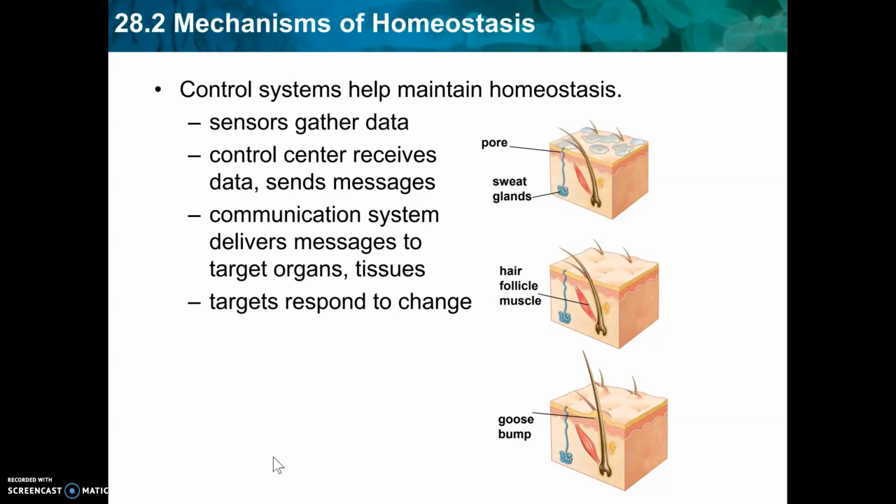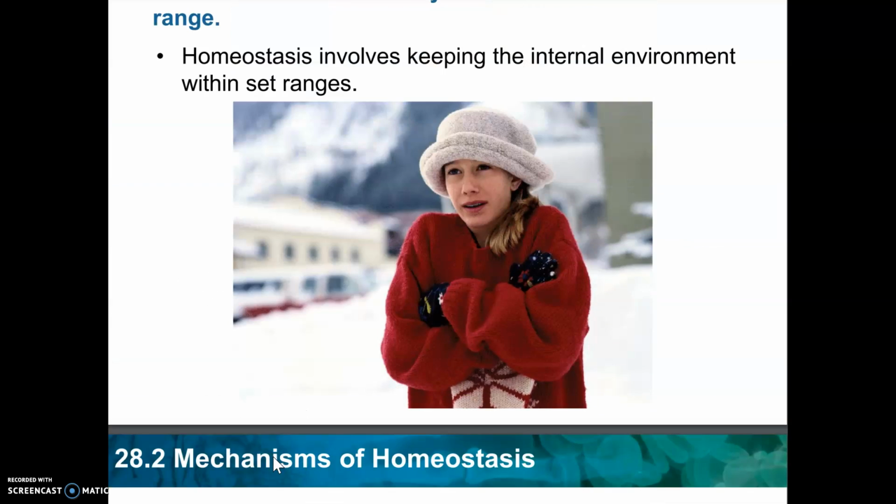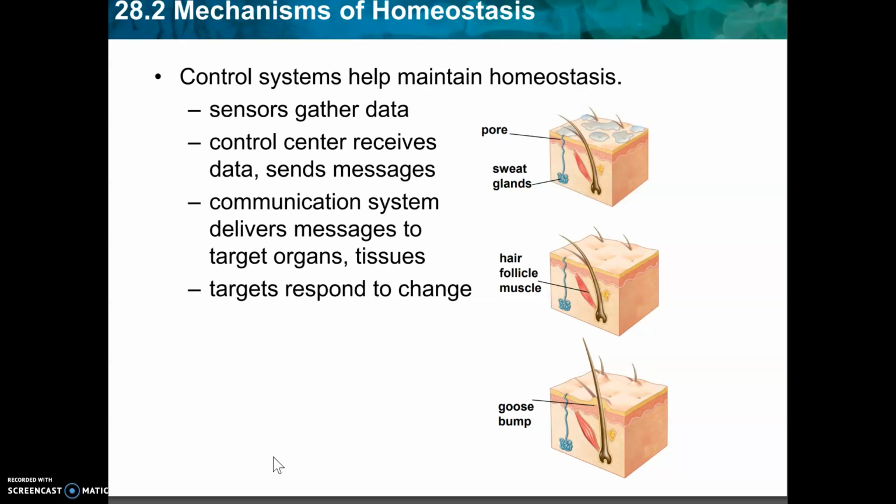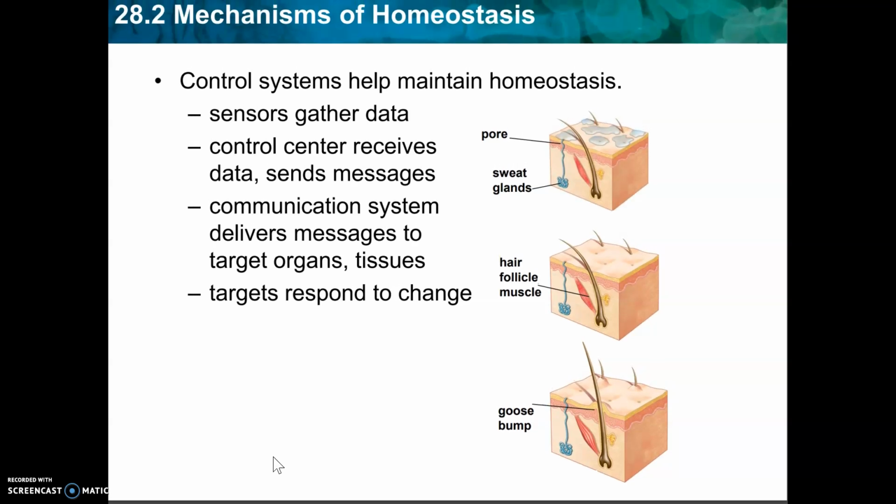To the right, we have an illustration of a very familiar mechanism, goosebumps. I'm sure all of you have experienced goosebumps. Goosebumps are a mechanism that illustrates homeostasis. Whenever our body is cold, such as this lady is, then we start to shiver. But how exactly does that happen?